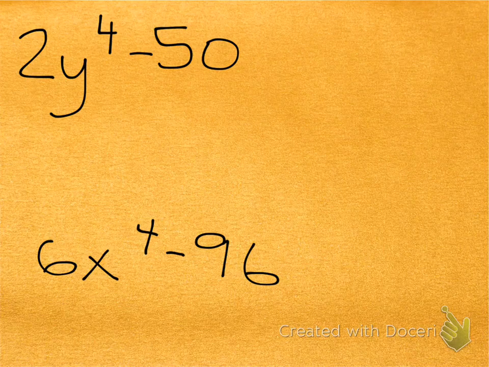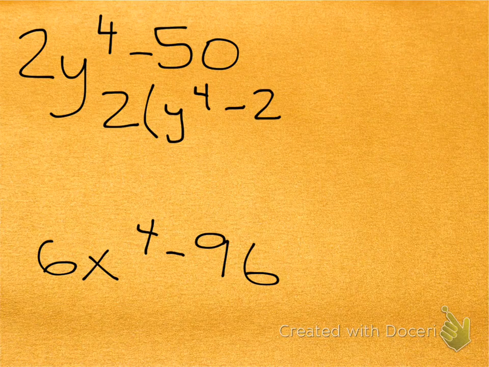Next one, we can take out something where they have a 2 in common, so we're going to factor that out first. Remember I told you in the beginning, we always factor out something if they have it in common before we start factoring more. So we have a 2, and that's going to give us y to the 4th minus 25.